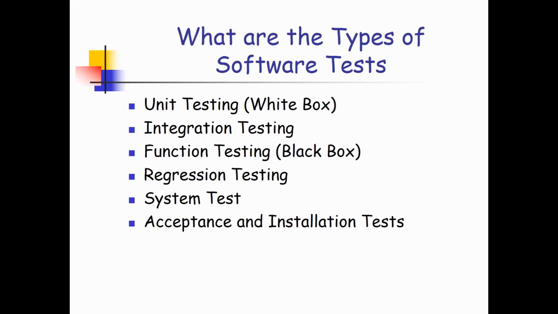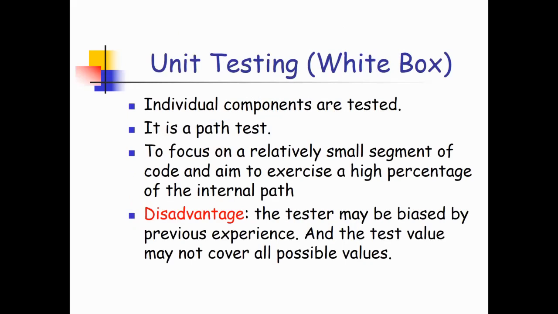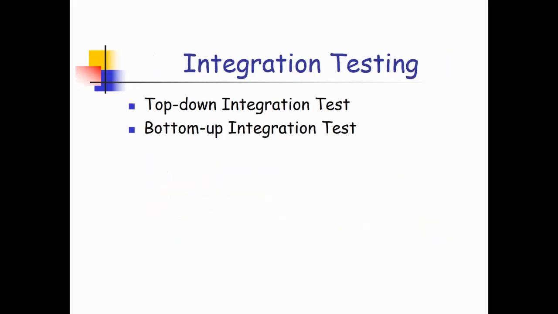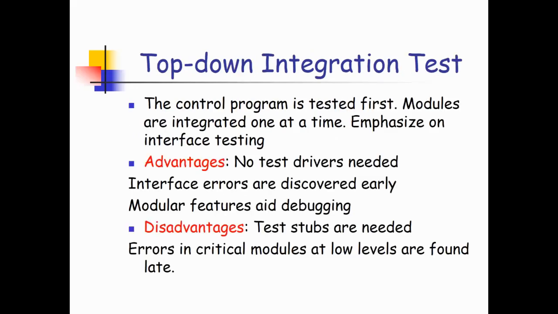Unit testing (white box), integration testing, function testing (black box), regression testing, system test, acceptance, and installation tests. Unit testing, white box: individual components are tested. It's path testing, to focus on a relatively small segment of the code and aim to exercise a high percentage of the internal paths. Disadvantage: the tester might be biased by previous experience and the test values may not cover all the possible values. Integration testing: top-down integration test, bottom-up integration test.